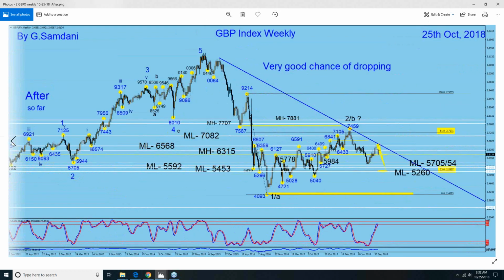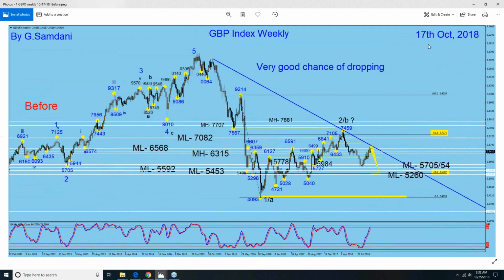And I made that chart here for my subscribers. 17th October, I think that was like Wednesday or Thursday last week, this is my stand. This was my stand, that it's going to be dropping from here, or maybe go up a little bit and hit the TL and then drop. That's a very good chance of dropping. Pound index dropping means pound gets weaker, and all pound pairs except euro pound, they all go down, right?